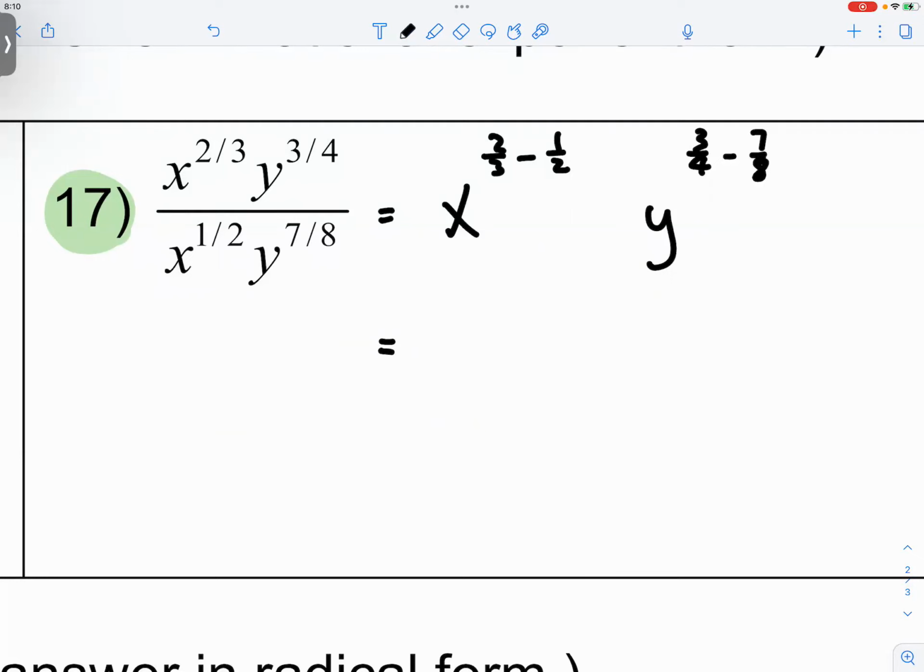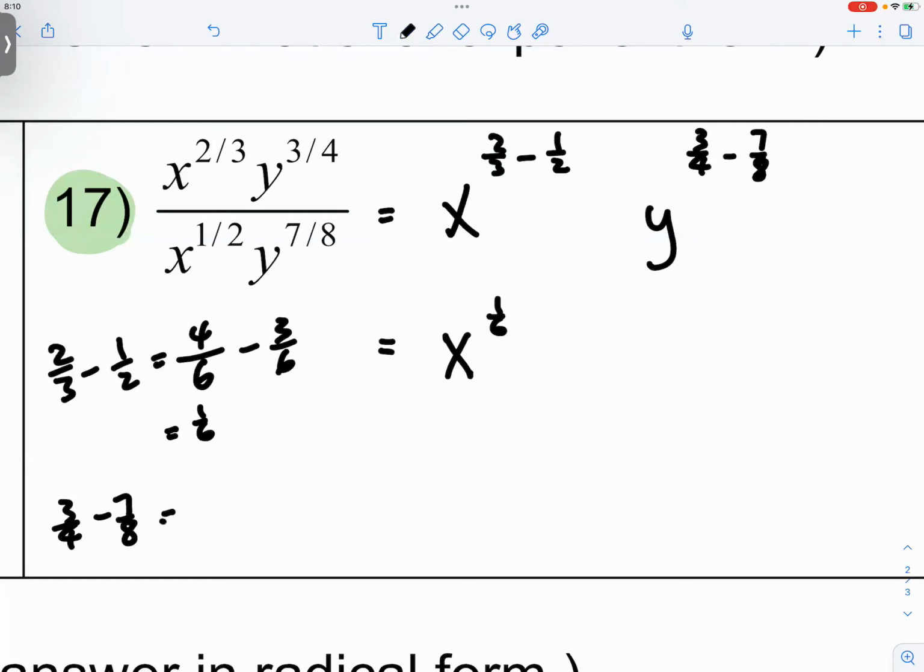All right, so we are going to do the common denominator thing. So 2/3 minus 1/2 is equal to 4/6 minus 3/6. So you would get 1/6 as the final exponent for x. All right, and then 3/4 minus 7/8. That means you have 6/8 minus 7/8, which gets you negative 1/8.